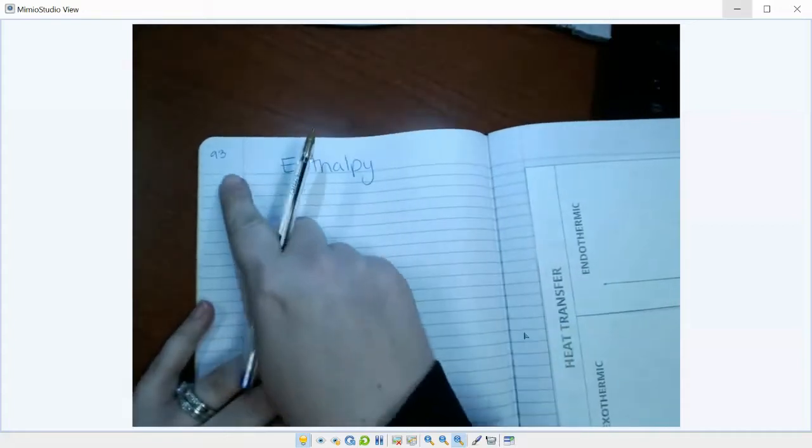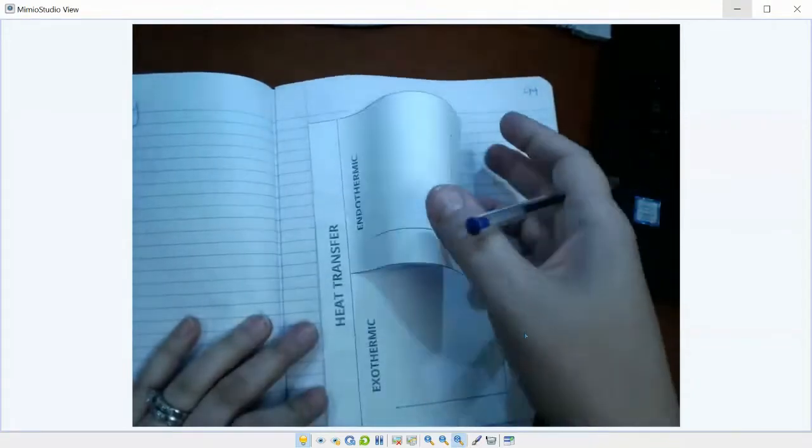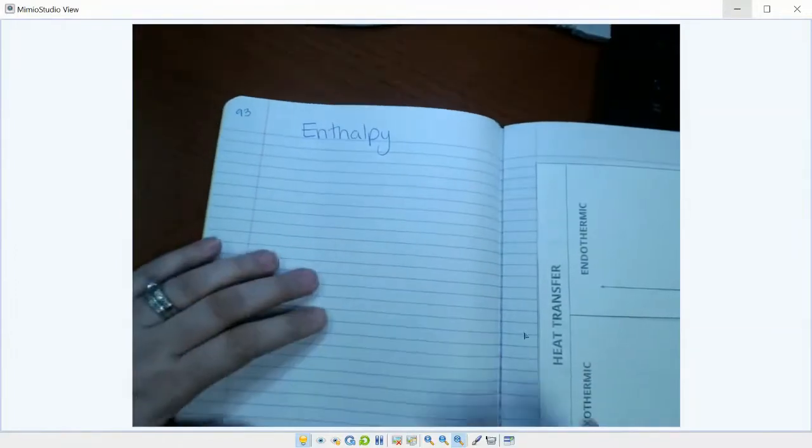On pages 93 and 94. So this is a little foldable. You cut it, and we're going to kind of write some things on top and underneath. So we need to talk about this concept of this stuff called enthalpy.